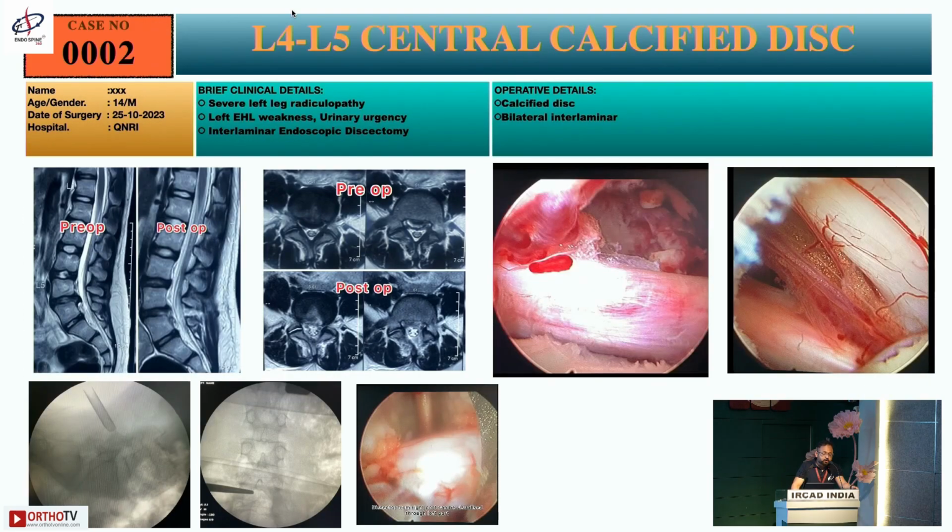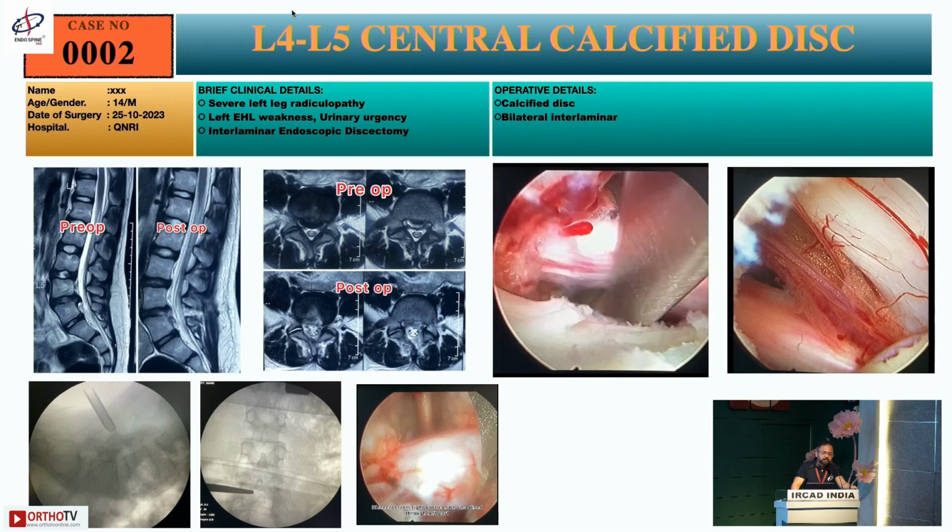Second case is about a central disc. Central calcified discs were initially complicated. A calcified disc is always complicated even in conventional open surgery because it is still debatable whether to open the calcified disc or not. So I always get a CT, we'll discuss it later. You can see the post-operative scan. They say it is literally impossible to do a central disc herniation. You can see the herniation has been clearly improved.